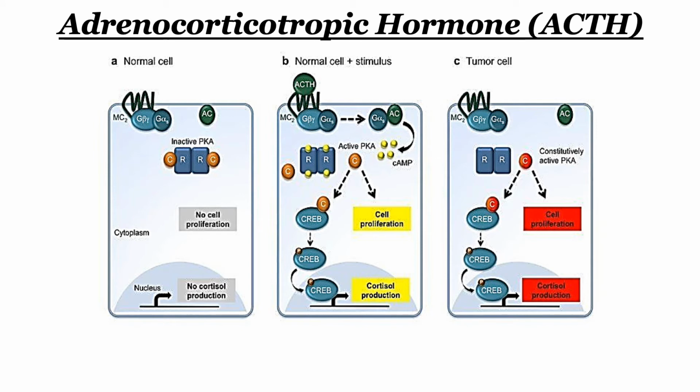Protein kinase A phosphorylates CREB. CREB is a transcription factor that drives cortisol production. Active PKA also drives cell proliferation.